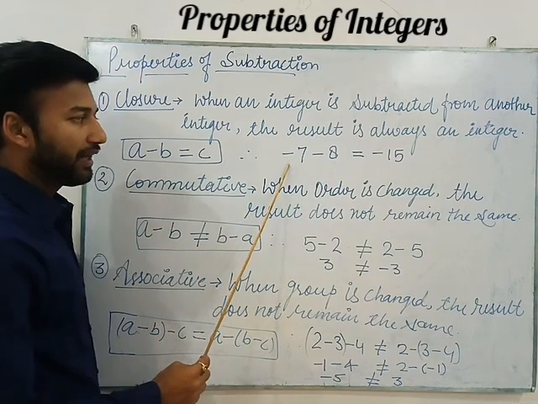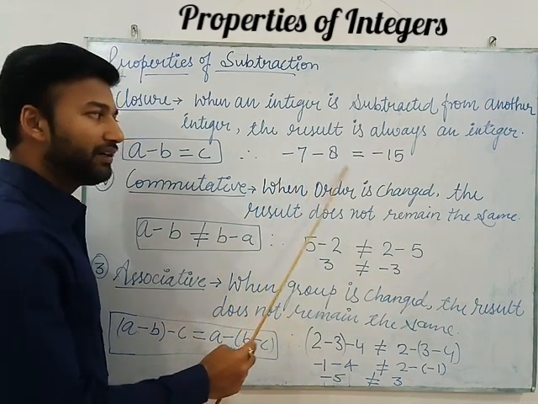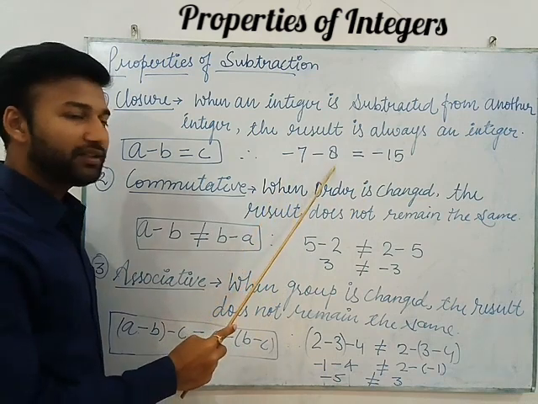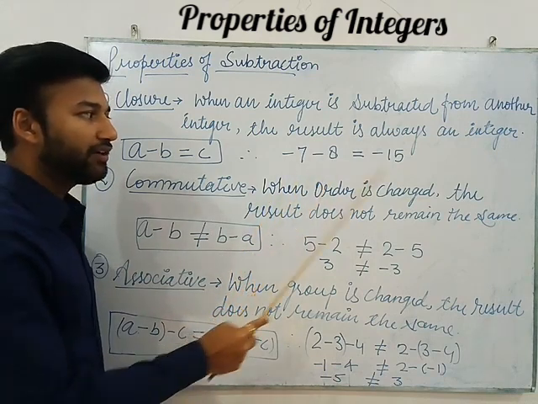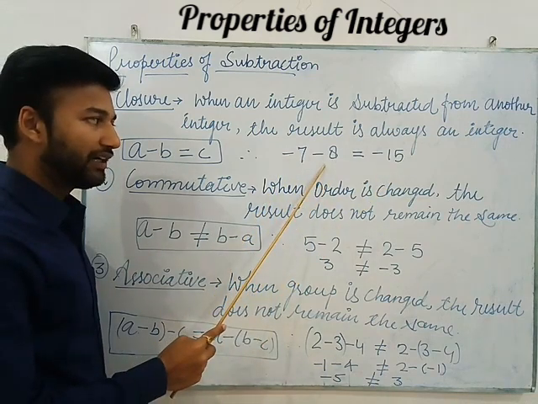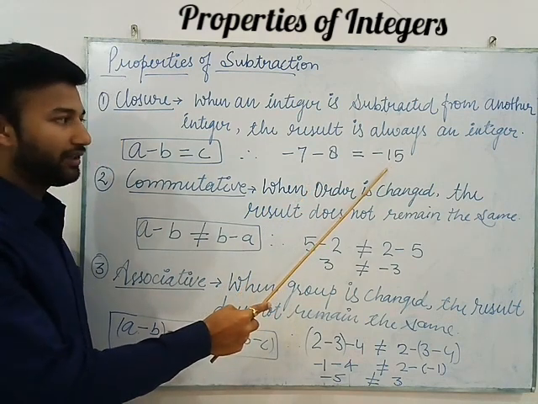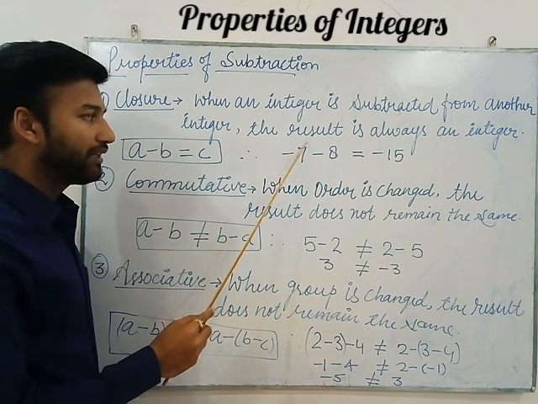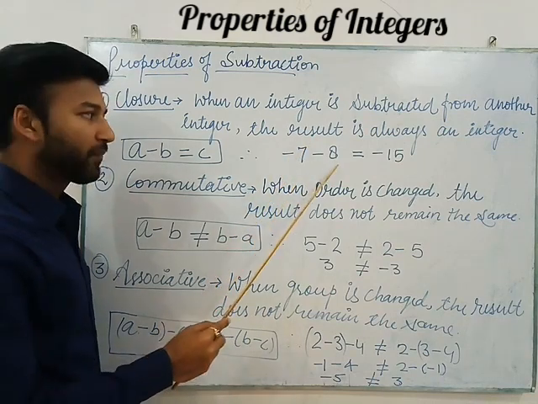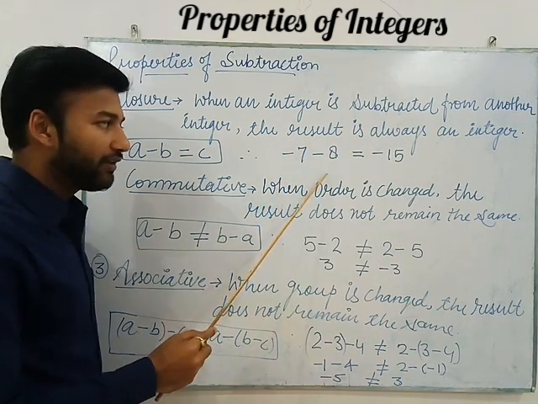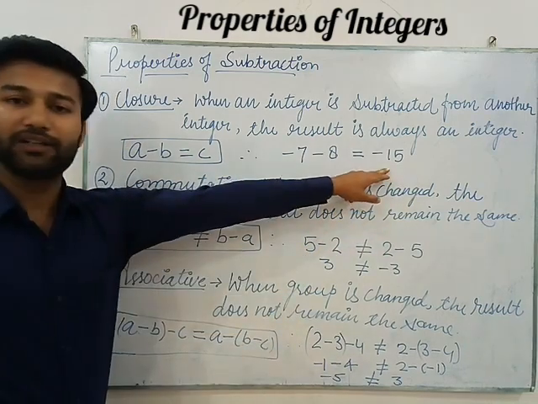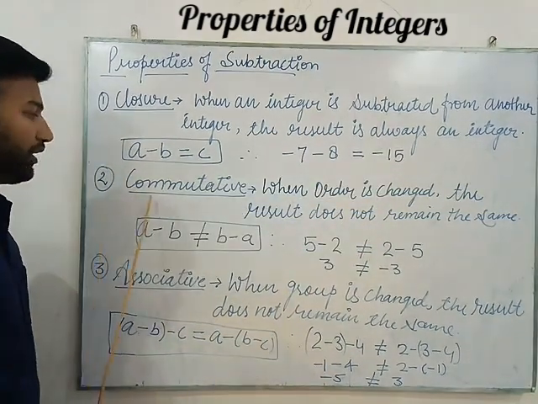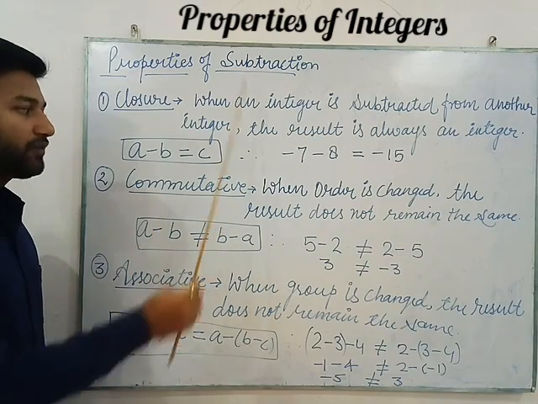Now we can check. Minus 7 minus 8, the answer is minus 15. Why? Because minus minus is plus, so 7 and 8 is 15. Because both are negative numbers, the answer is also a negative number. So here minus 7 is an integer and 8 is also an integer, and when we subtract, the answer minus 15 is also an integer.